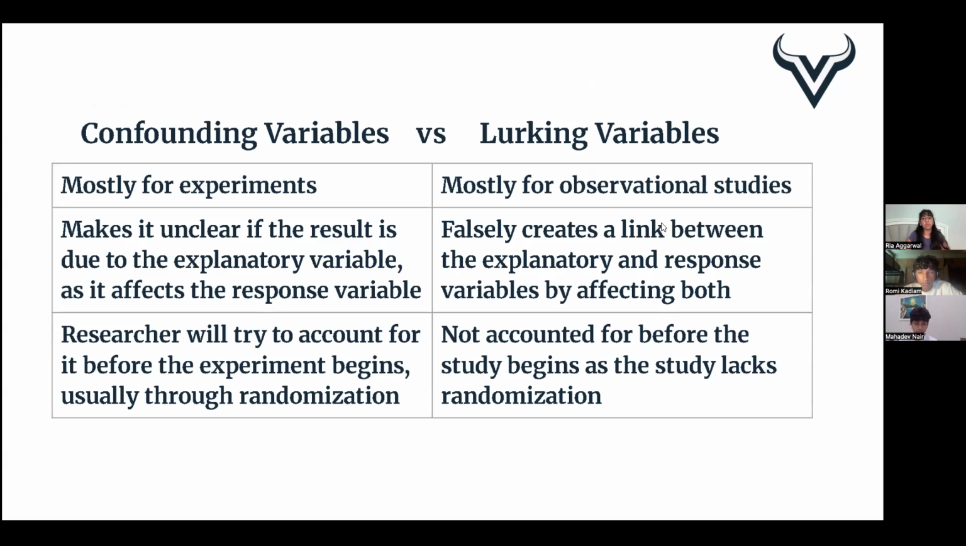Because confounding variables and lurking variables can be confusing and easy to mix up, we've created a table for you guys so that you can tell the difference. Confounding variables are mostly for experiments, while lurking variables are mostly for observational studies. Confounding variables make it unclear if the result is due to the explanatory variable as it also affects the response variable, while lurking variables falsely create a link between the explanatory and the response variable by affecting both. Lastly, for confounding variables, researchers will try to account for it before the experiment begins, usually through randomization, while lurking variables are not accounted for before the study as the study lacks that randomization.